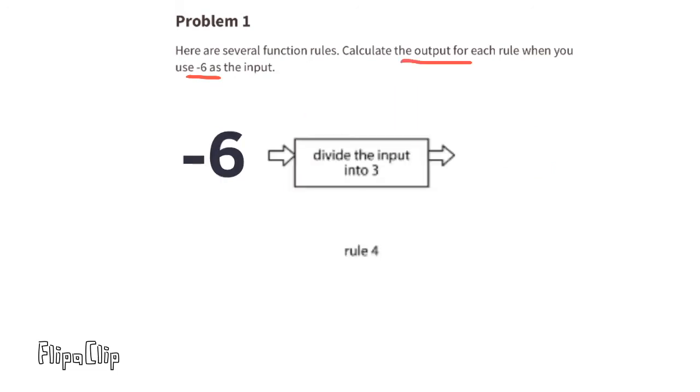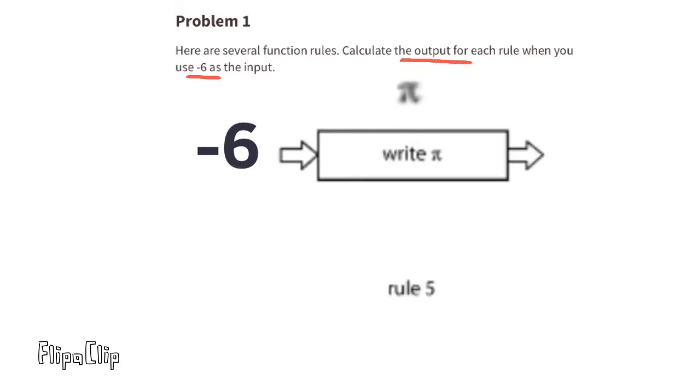The input is -6. The function is divide the input into 3. That means how many times does -6 go into 3? Or 3 divided by -6. The output is -1/2. The input is -6. The function is write pi. The output is pi. So when a -6 goes in, a pi comes out.